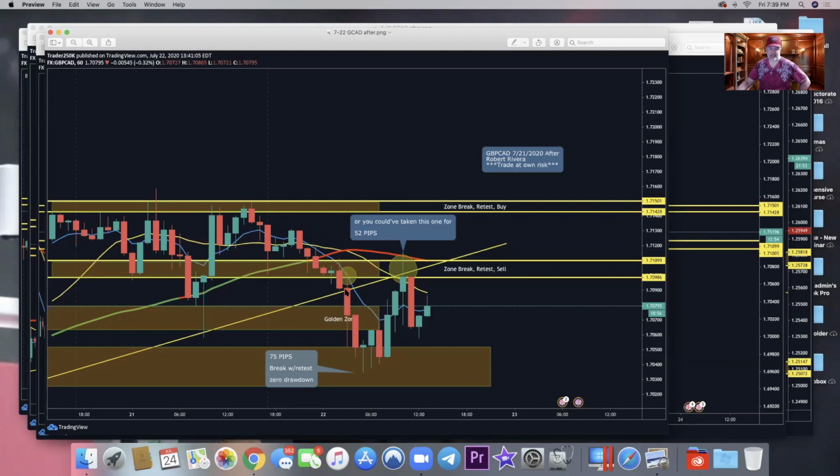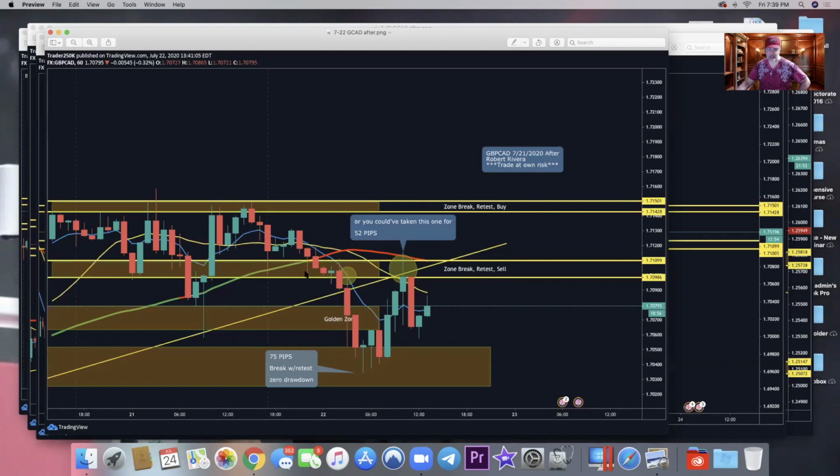And if you didn't catch it there, you could have caught the break of the trend line. Either way, that's 75 pips with a nice retest and zero drawdown. If you didn't catch that one, this is that preferred wick that I like to see, where it comes back all the way up, and then wick, wick, wick.